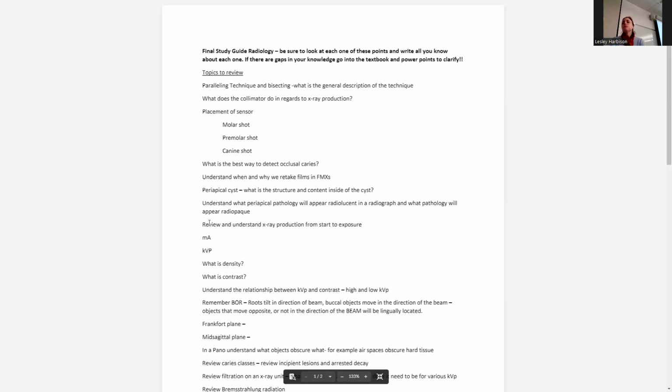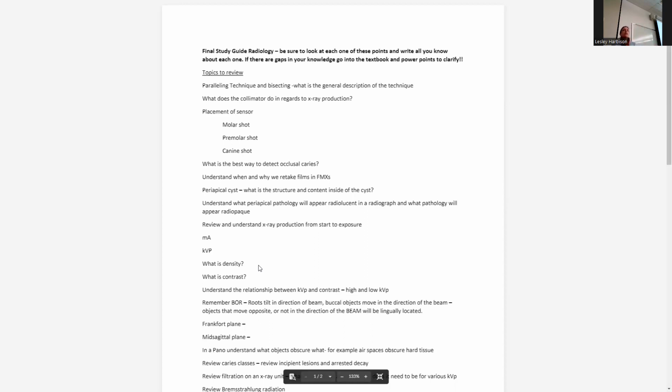Okay, so if you have this sheet pulled up and you're making notes, I probably should have said that in the beginning, but that's probably helpful. You can go back over this and listen to the things I'm highlighting and then write in the notes. Okay, so what is density? You want to know what density is. It's the overall blackness of the film, right?